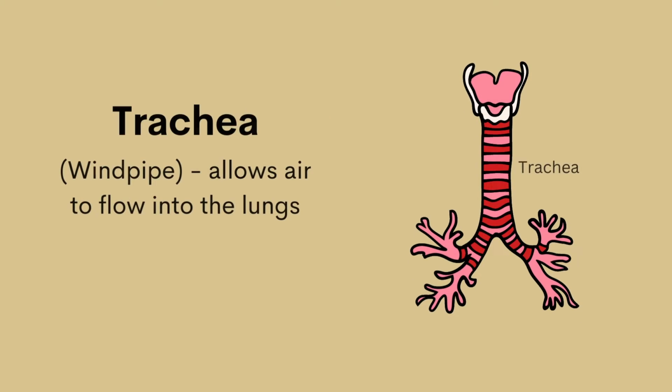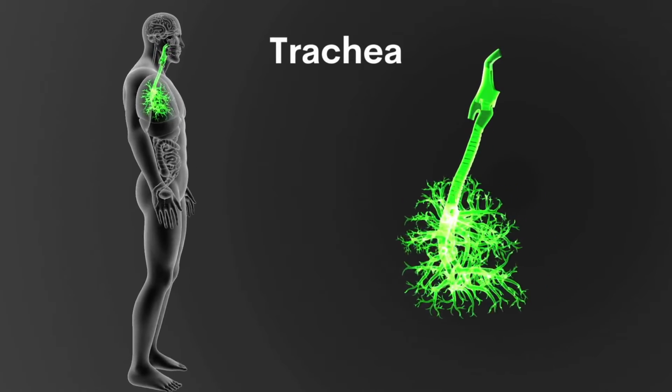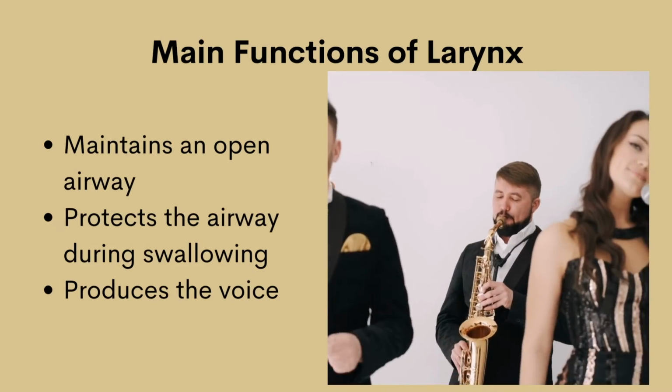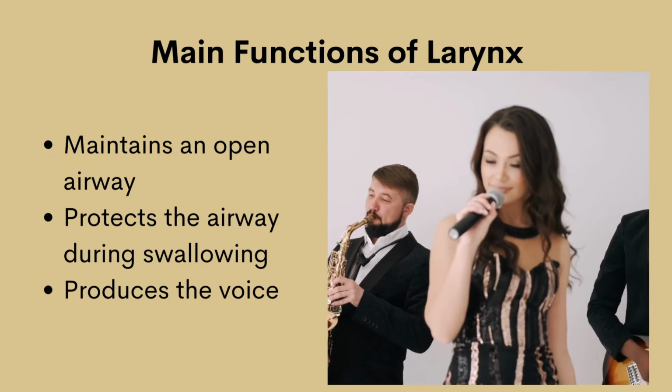The parts of the trachea, or windpipe. The trachea has two parts: the cervical trachea in your neck and the thoracic trachea in your chest. The function of the trachea, or windpipe: your trachea's main function is to carry air in and out of your lungs.